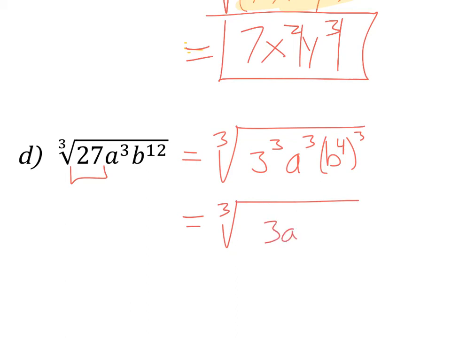So this is 3 times a times b to the 4th, cubed. Ask yourself, does all of this equal all of this and equal all of this? It does. We just changed the way it looks. 3 to the 3rd is 27. A to the 3rd, right there. B to the 4th to the 3rd, 4 times 3 is 12. And these guys will cancel each other out. The cube root of something cubed, those are opposites. So this is 3ab to the 4th.